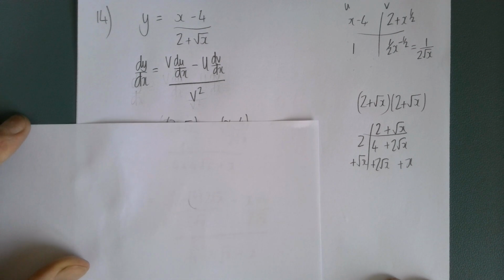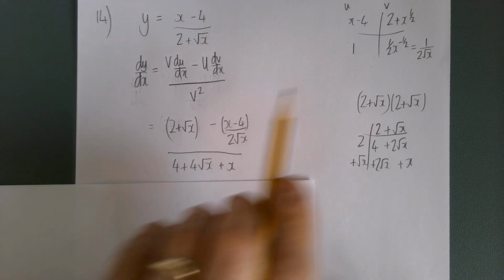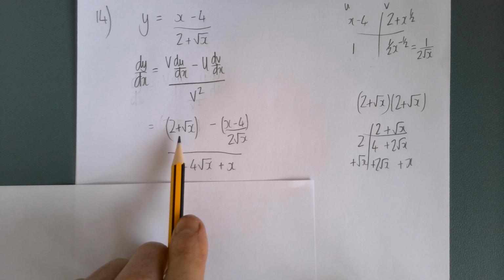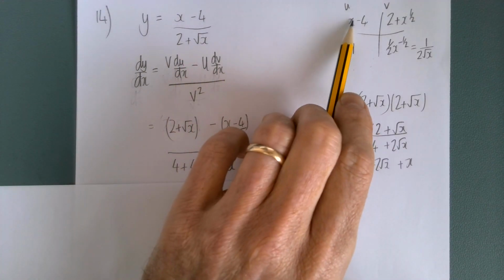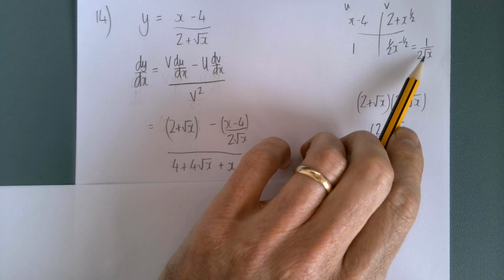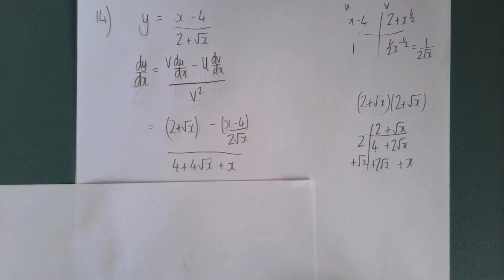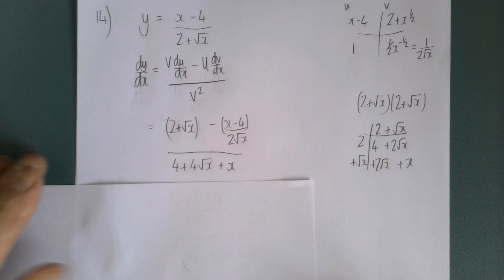Okay, so let's plug all that in. Doesn't look very pretty, does it? So v du by dx, so that's that times 1, so I chose to write it back in surd form, minus u dv by dx, that multiplied by that, so I'm choosing to just write that as that over that. Hopefully you're happy with that. Divided by v squared, which we've just said, we'll grid it out.